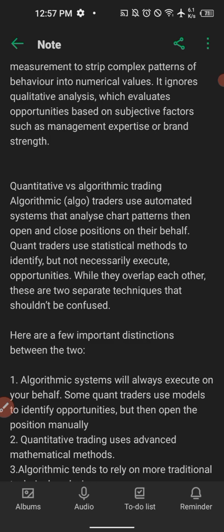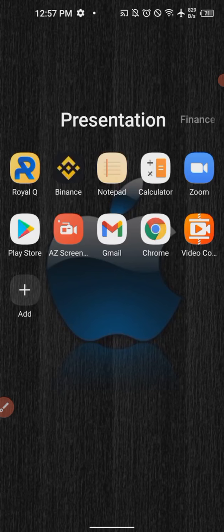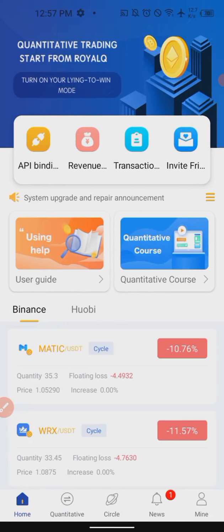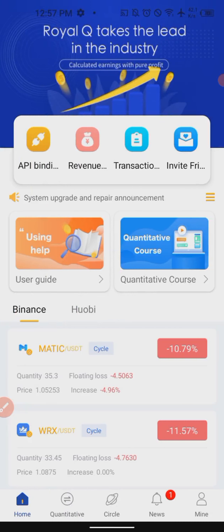But for a quantitative bot, it simply tells itself, Oga said I should sell at a particular amount. And if it doesn't get to that level, I am not selling. So I cannot just take a loss or an unnecessary loss.